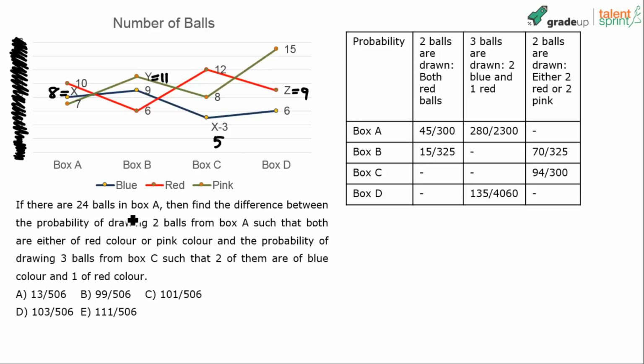So he said that there are 24 balls in box A. Clearly 24 balls in box A. How can box A have 24 balls? Because x was 8, right? Okay, so maybe this time we cannot go with our earlier calculation. 24 balls in box A. 10 and 7 is 17 plus 8 is 25. Then find the difference between the probability of drawing 2 balls from box A. Okay, so what we have to do in this case is forget about the table, right? Because he himself has mentioned that there are 24 balls in box A.